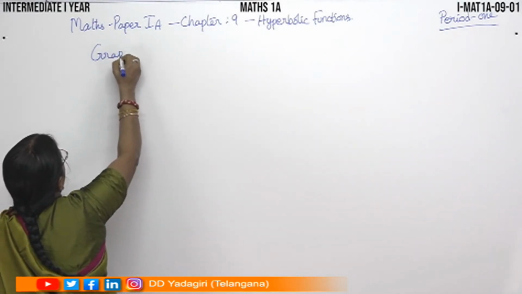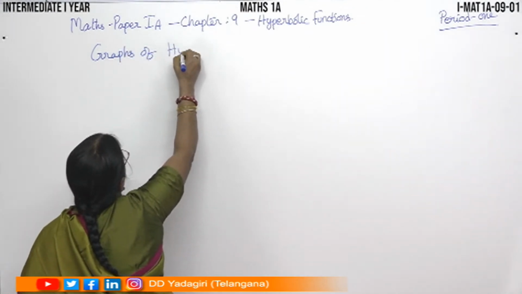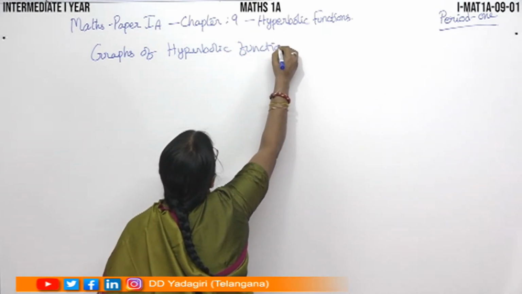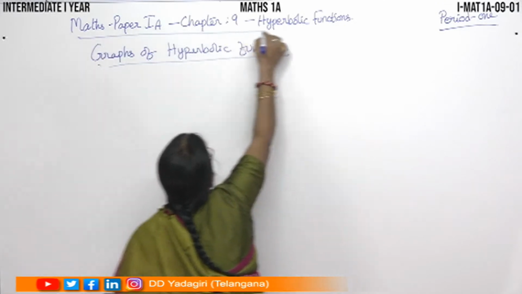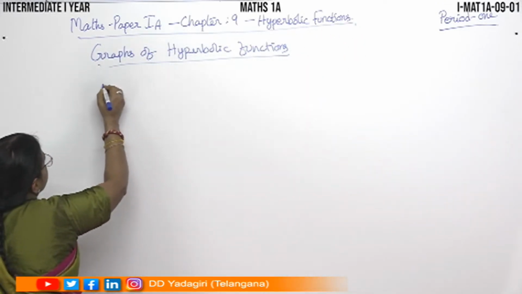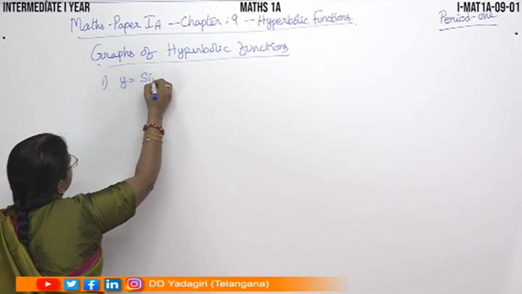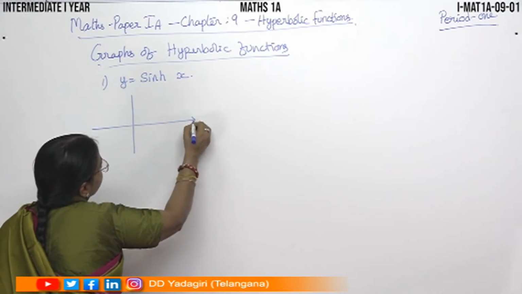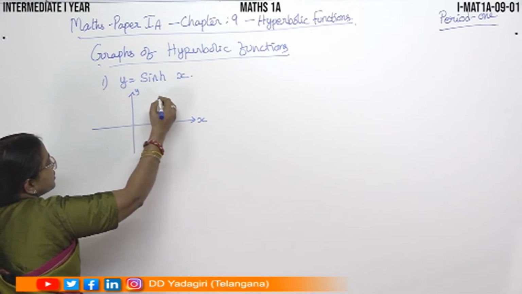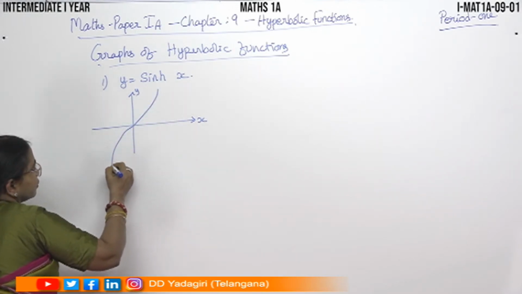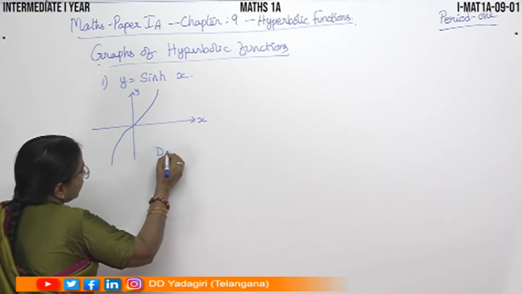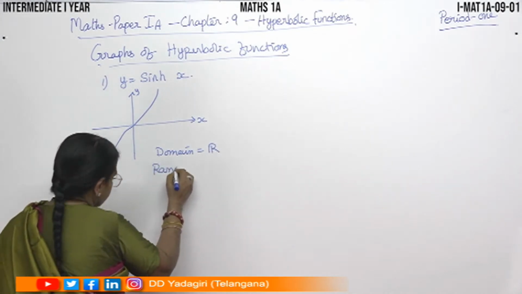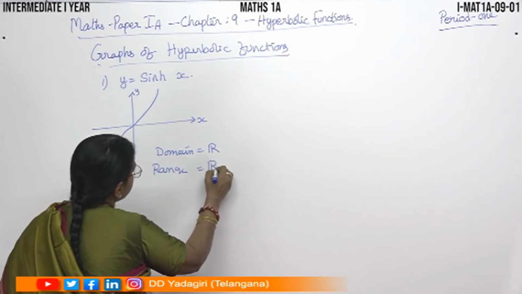So now we'll draw the graphs of the hyperbolic functions. First one is y is equal to sin hx. Your graph will be like this. Just learn the rough graph, only the shape is enough for us. You'll get it like this. Here the domain is the real number set, and the range is also the real number set.